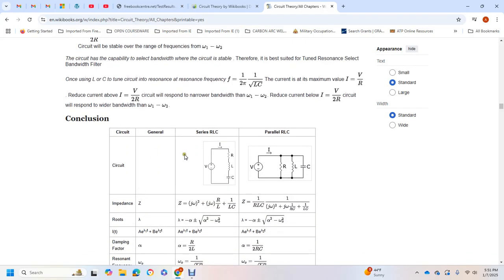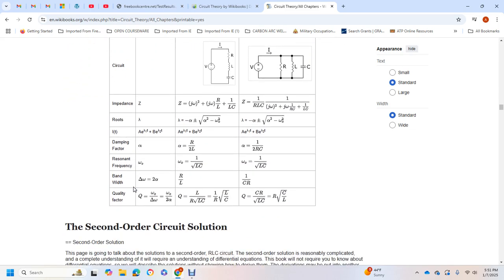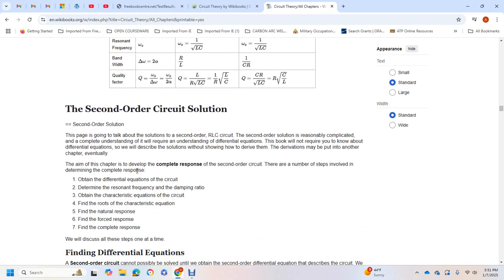In conclusion, we have covered general series RLC circuits: impedance, roots, damping factor, resonant frequency, bandwidth, and quality factor. Second order circuit solution.